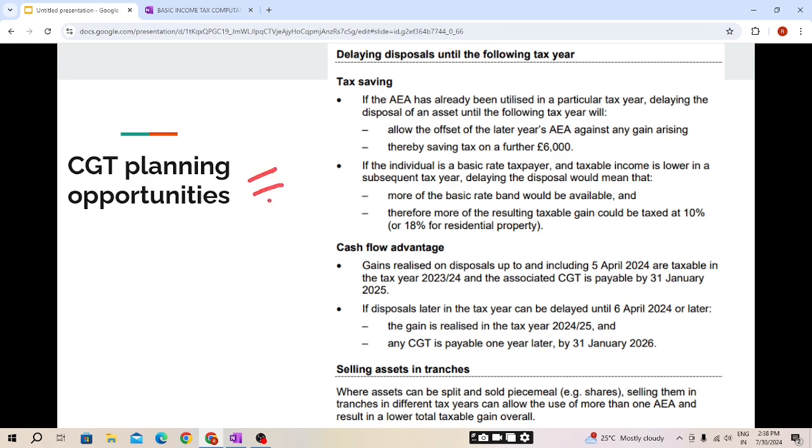The CGT planning opportunities are tax planning. Either we can dispose of the asset in the next year so that we can use the AEA, or we can dispose of in the year in which the taxpayer is assuming that in subsequent years they will have a lower taxable income. Then for cash flow advantage, we dispose of in the next year, such that the CGT will be payable after 1 year. And if we sell assets in small parts, we can use the AEA and it will result in lower tax payable. I hope the CGT planning opportunities are also clear, students.